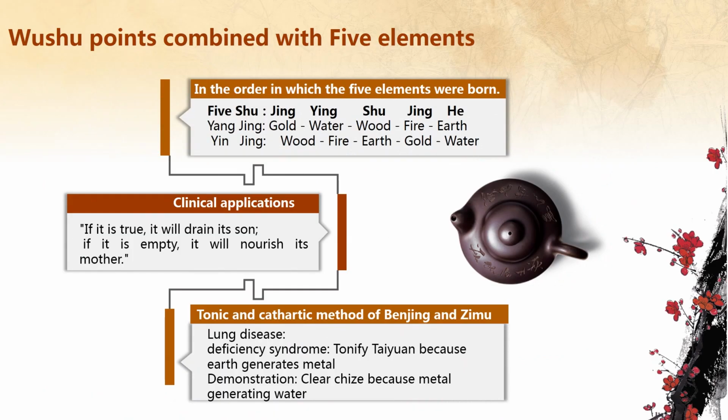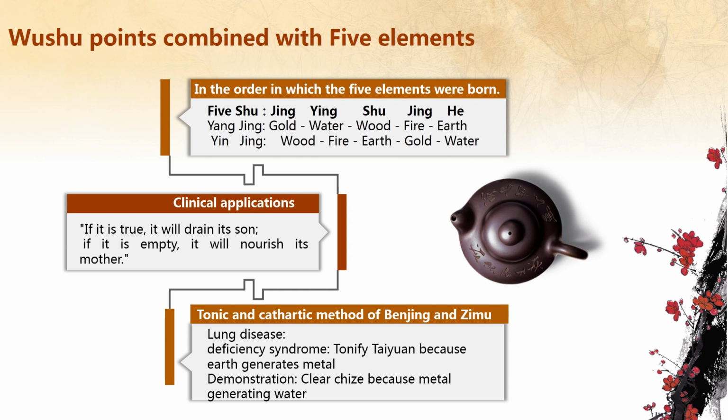Also, the application of 5 shu points is combined with 5 elements, in the order in which the 5 elements were born. 5 shu points: jing, ying, shu, jing, he. We have 5 elements. For yang meridians, that means gold, water, wood, fire, and earth, while for yin meridians, wood, fire, earth, gold, water. If it is excess, drain its son. If it is deficient, nourish its mother.